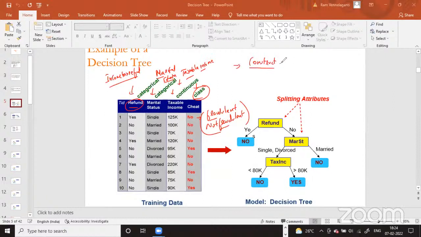How are you going to construct your decision tree? Assume some root node. Assume in this case, the most important criteria is refund, income tax refund for us. This is the most important criteria, I am assuming here. Now, if the income tax refund is no, check for marital status. If my marital status is married, then this person is not a fraudulent person for us.